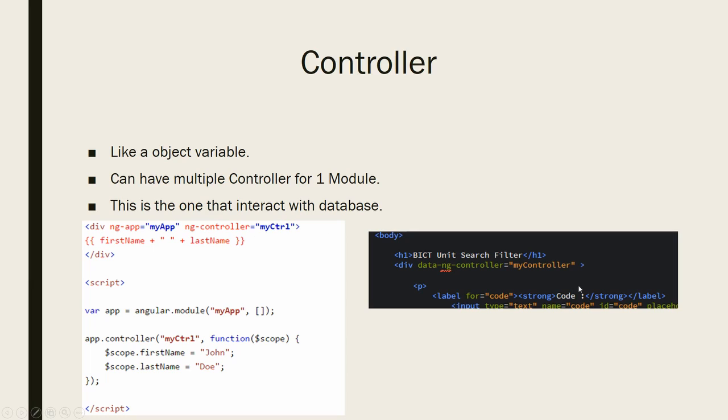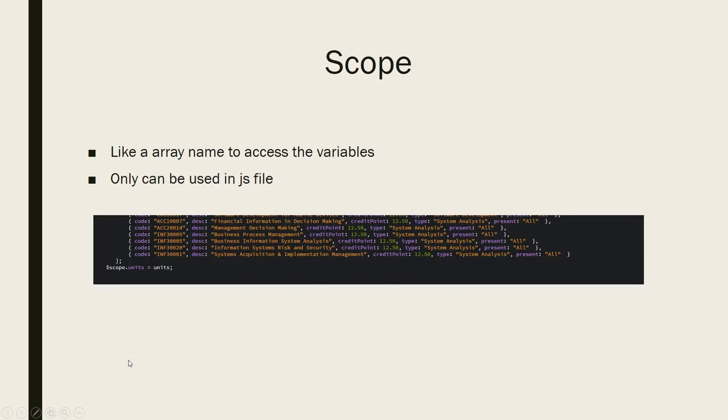You get it with data-ng-controller, then the name must be similar. These two are different names, so they are not the same controller. This is how you initialize them. And you can see here scope, let's move on.